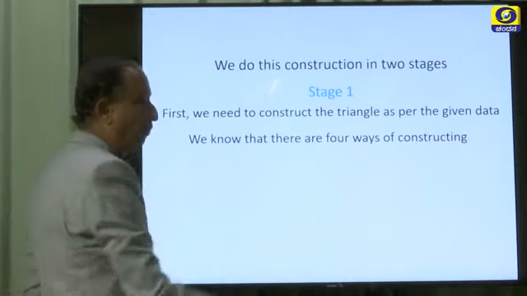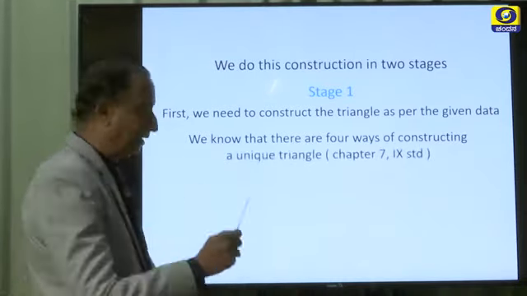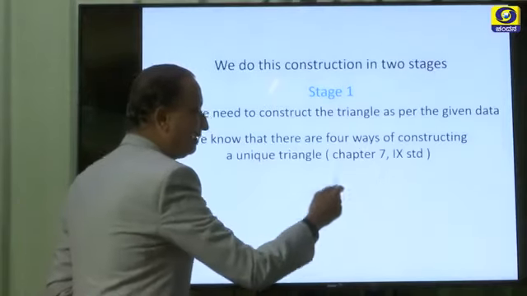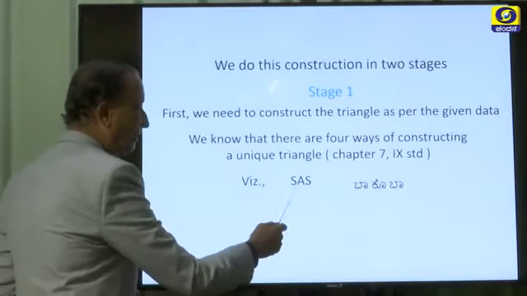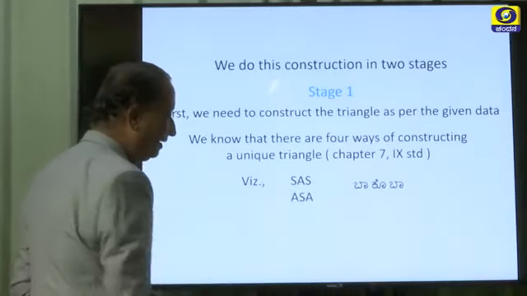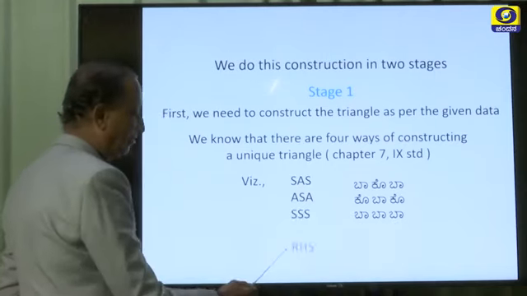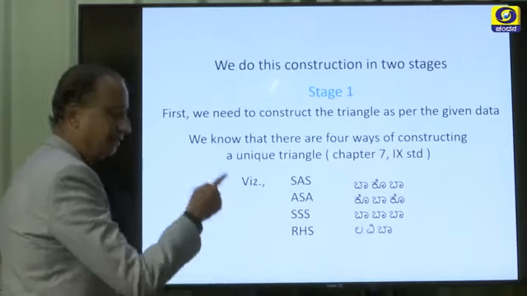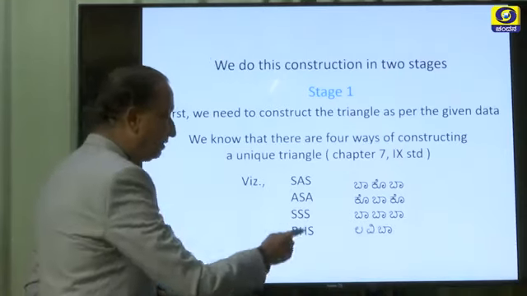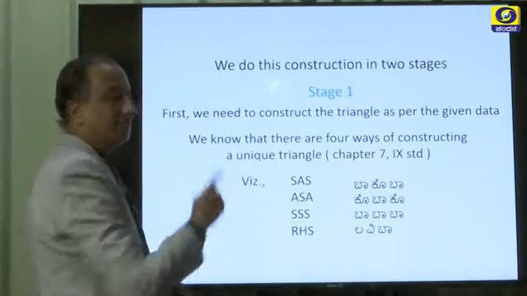We know that there are 4 ways of constructing a unique, one and only one, triangle. This is discussed in 9th standard chapter number 7. They are SAS, 2 sides and an included angle; 2 angles and a side; the length of 3 sides; and finally right angle, hypotenuse and a corresponding side. So these are the 4 possibilities in which the sides and angles will be given. As per these measurements, in stage 1 we have to construct the triangle.